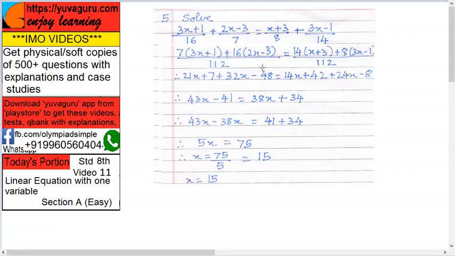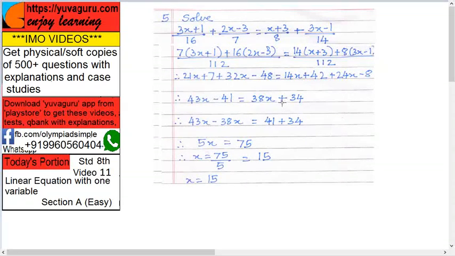Okay. Now collect all x and non-x. So 21 plus 32, 53x. Keep it on the same side. 7 minus 48, minus 41, sign of the bigger one. Okay. Similarly over here, 14 plus 24, 38x plus 42 minus 8, 34.